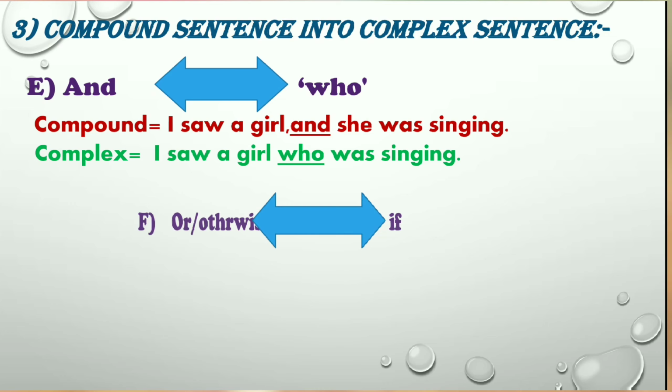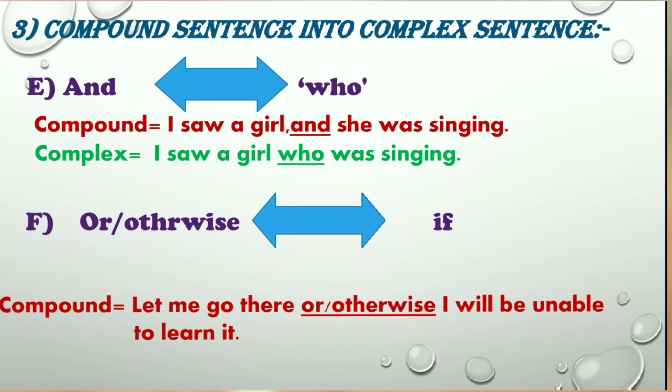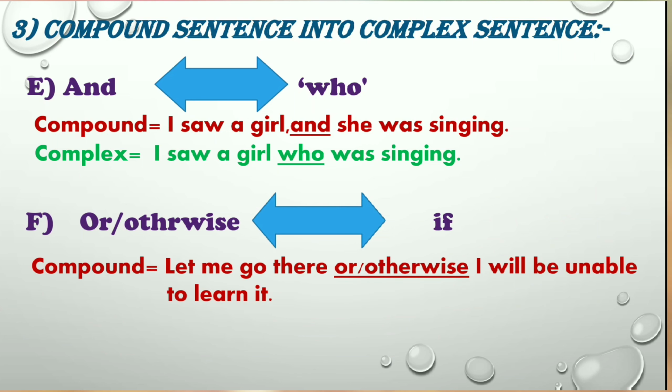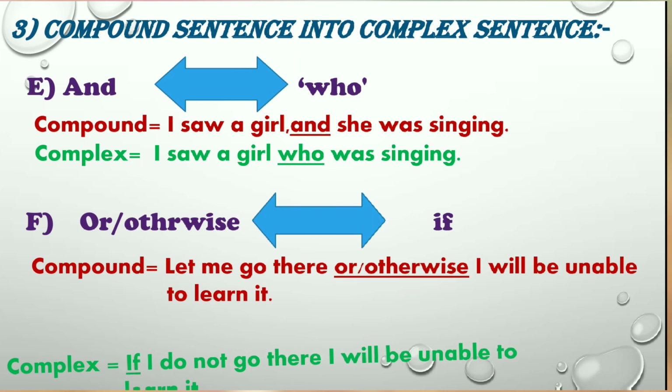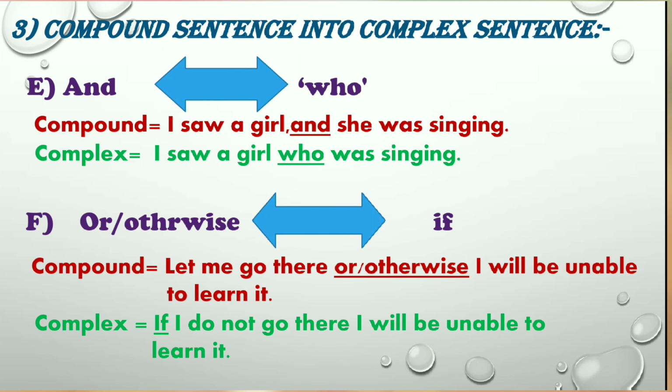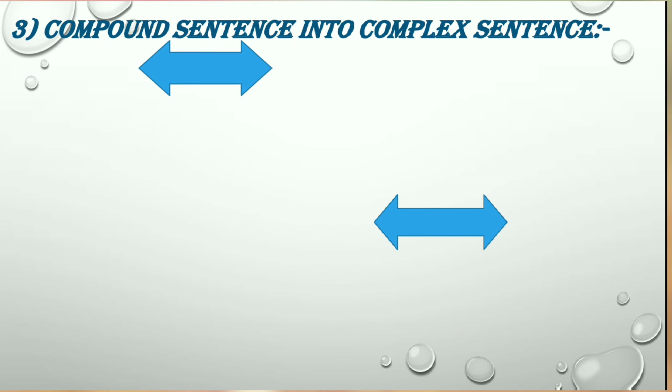Now let's see another way. If or otherwise is used in a compound sentence, you can change it to if. Let's see the example. Let me go there, or otherwise I will be unable to learn it. Now our complex sentence will be like this: If I do not go there, I will be unable to learn it. So I just removed or otherwise and used if.